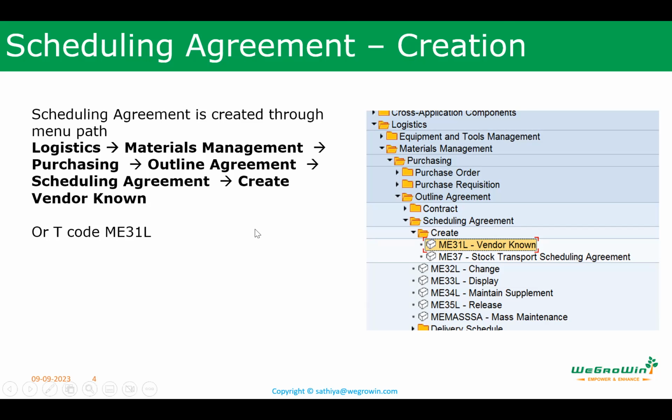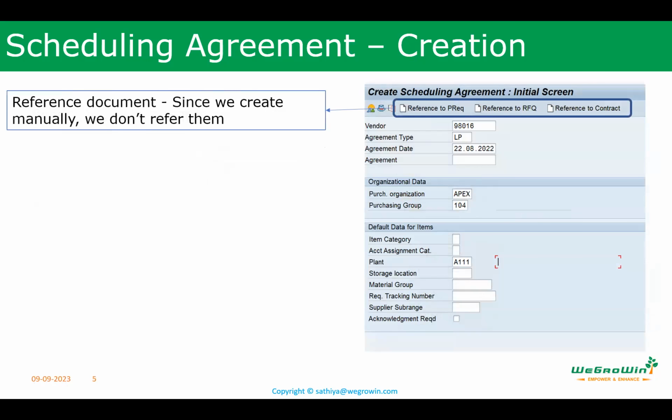So when you enter this T code, what will happen? You can create with respect to a purchase requisition, or with reference to an RFQ, or with respect to a contract. From any of these, we create the scheduling agreement. And from a contract, we can create a purchase requisition and a purchase order also. A scheduling agreement can be created with respect to a contract also, right?